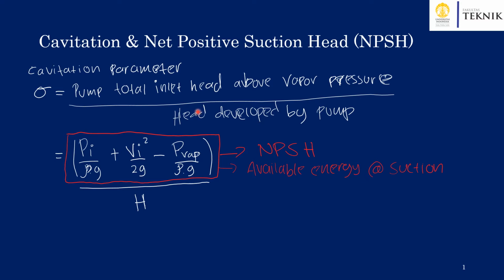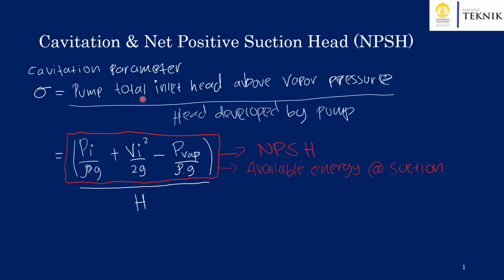In order to describe the cavitation itself, we can use the cavitation parameter. This term is also called tau. We have several terms that use this Greek letter, but do not get confused. We are now talking about cavitation and tau is the cavitation parameter. The cavitation parameter is a ratio between the pump total inlet head above vapor pressure divided by the head developed by the pump, or H.